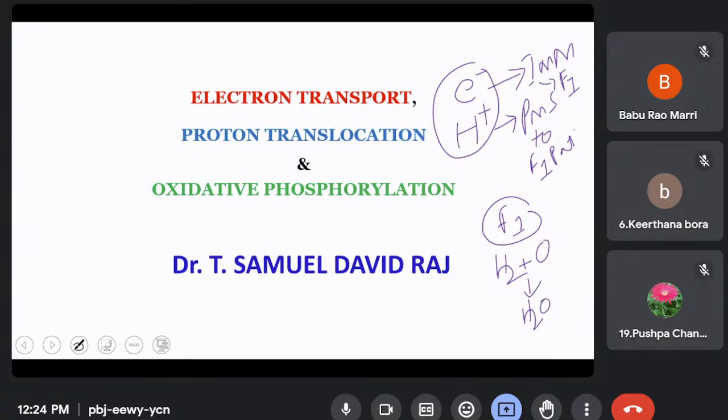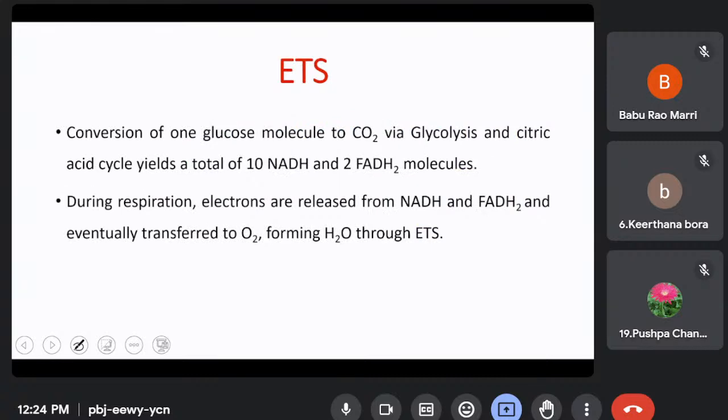As this is happening, the energy that is produced, how the energy is produced, in the last slide I'm going to explain. So the energy that is produced is utilized to phosphorylate ADP by the addition of inorganic phosphate, so the ATP is synthesized. Thus, this ATP is having all the energy that is required for the body. So, let us see step by step how this takes place. So, electron transport system.